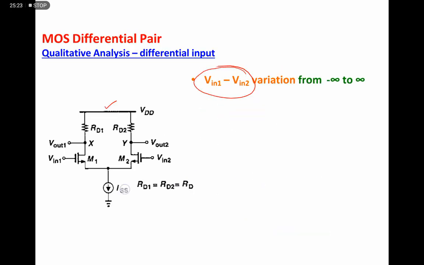That's all. So first we need to analyze what is the working of this differential amplifier when Vin1 minus Vin2 varies from minus infinity to plus infinity. So first we will check the output. First case, when Vin1 equals Vin2, both the transistors are biased the same. So Vout1 equals Vout2 and V0 is 0. V0 is measured between these two points, plus minus, here it is V0.